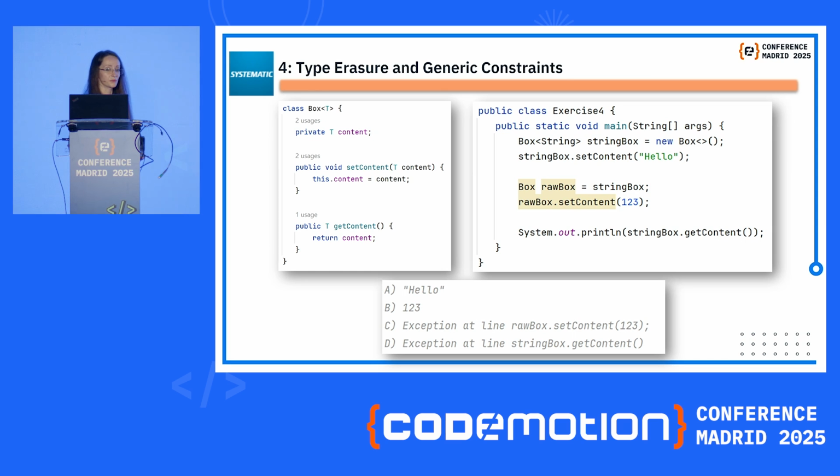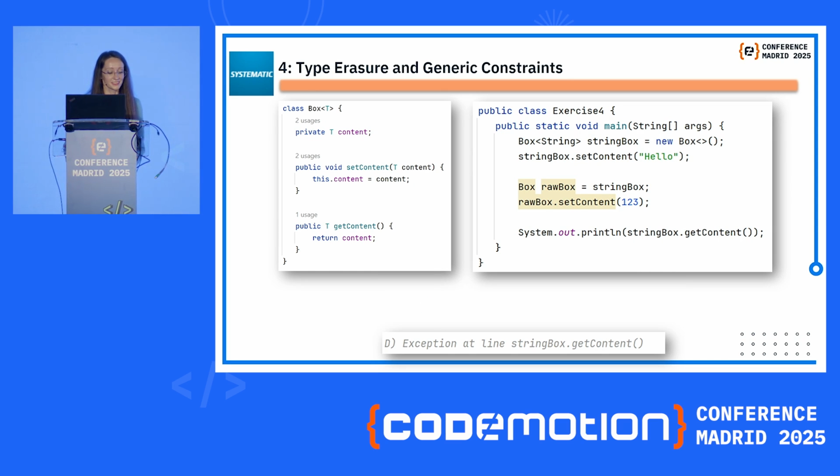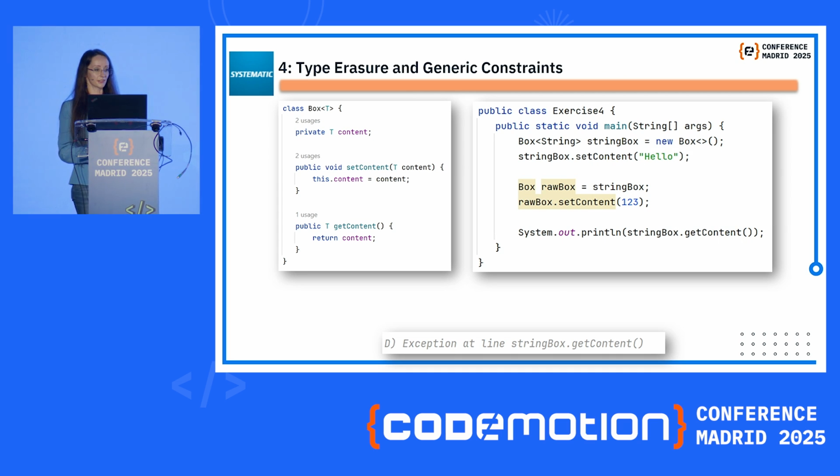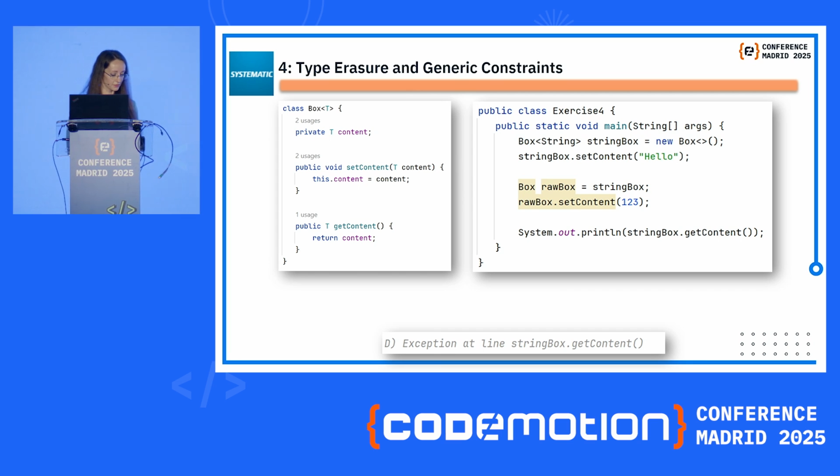Were those that selected C right? No. Most of you selected C, but that's not where the problem is. So let's look at why. Everyone that selected either C or D, you're right. We will get an exception. So we won't get the options hello and 123. We won't get any of those. We will get an exception. And let's see why. Type erasure in Java leads to raw types that bypass compile time type checking.